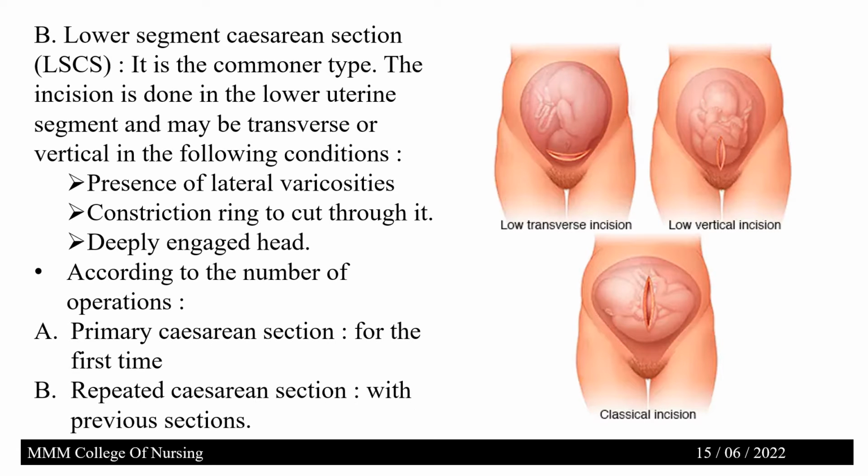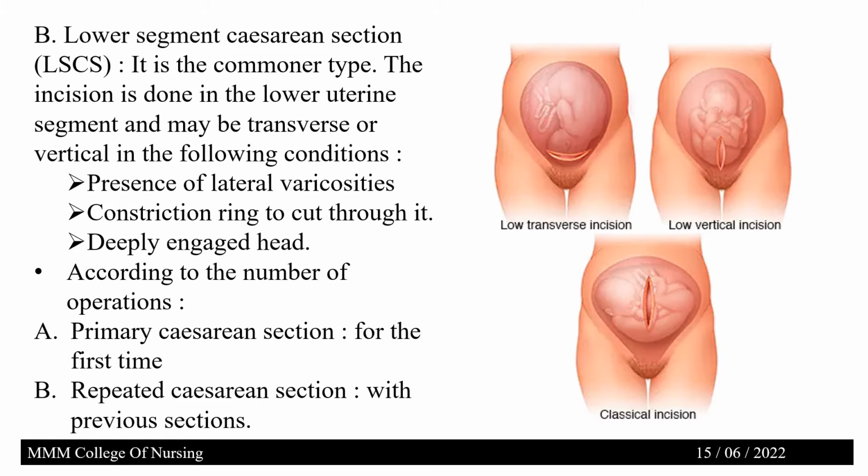The first is upper segment, the second is the lower segmental cesarean section. It is the commoner type. In most cases, we go in for the lower segmental cesarean section because of cosmetic reasons. The incision is done in the lower uterine segment and may be transverse or vertical in the following conditions: the presence of lateral varicosities, a constriction ring to cut through, a deeply engaged head. So these are the lower segment cesarean sections.